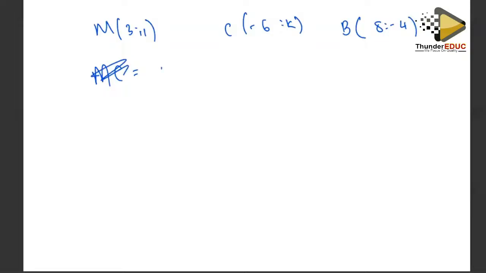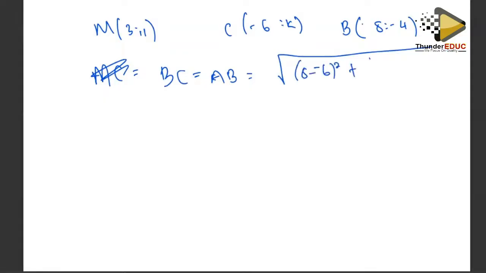So BC, which is the same as AB, should be the same as, we're going to have the square root of 8 minus -6 squared plus -4 minus K squared. You can arrange it in whichever way you find convenient. And then we said we're going to equate this to 10 square root of 2. Let's open up there. You're going to have 8 and 6, which is a 14.